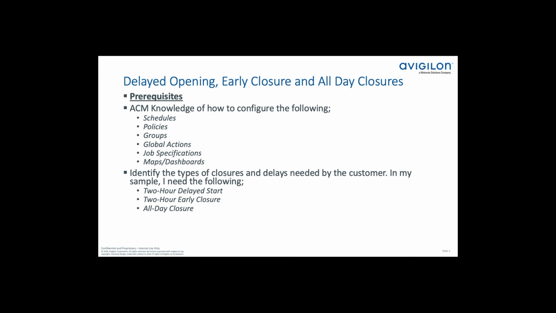my system that normally are unlocked Monday through Friday between the hours of 8 a.m. and 5 p.m. So I've identified three types of things that I'm going to need to configure: a 2-hour delayed start, a 2-hour early closure, and an all-day closure.